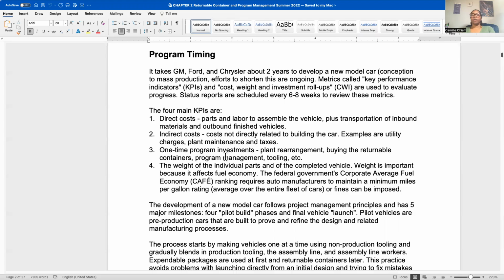Another thing that is important that the teams keep track of during the development of a vehicle and the launch of the vehicle and the program, they're looking at things like weight of the parts because they have to meet certain standards for fuel economy. So this is something that they have to track throughout the life of designing and building this vehicle, from that concept all the way through.